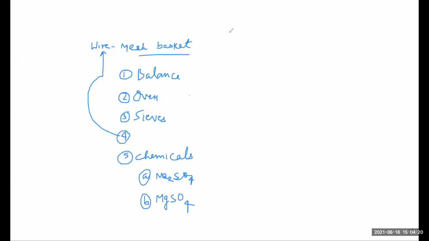So basically in this test, I discuss these things here in detail. Soundness test is used to study the resistance of coarse aggregate to weathering action. Weathering action will be anything like thawing, freezing, alternate wetting and drying. So these are the various weathering actions. Soundness test of aggregate is used to determine the durability of an aggregate.